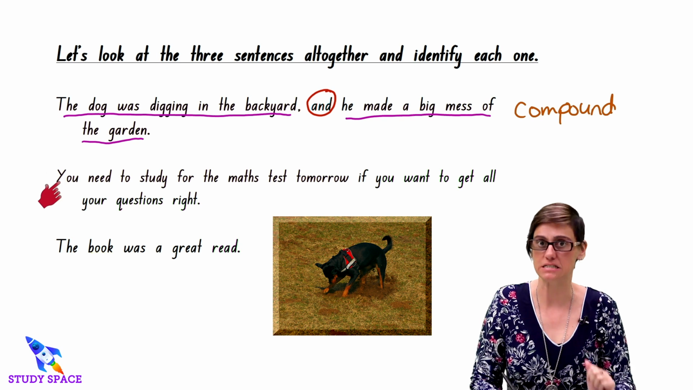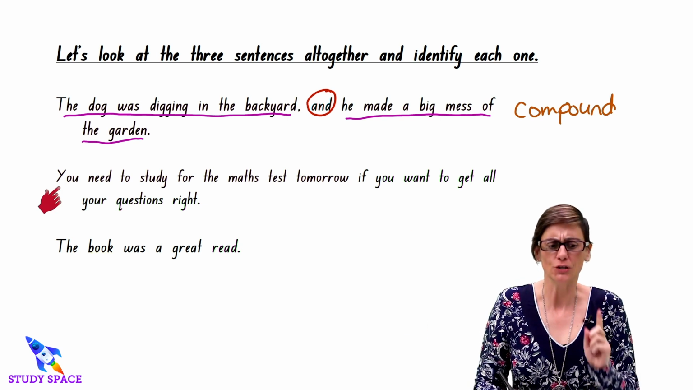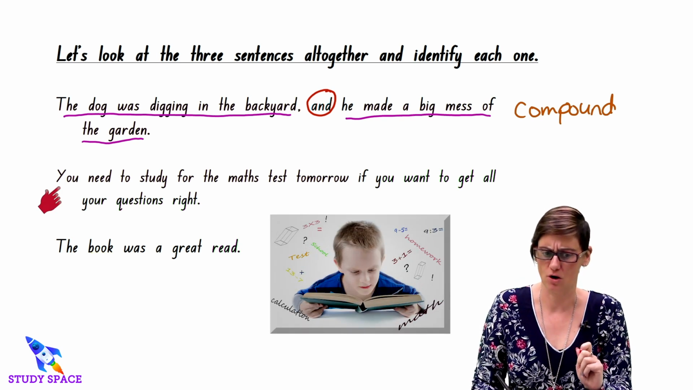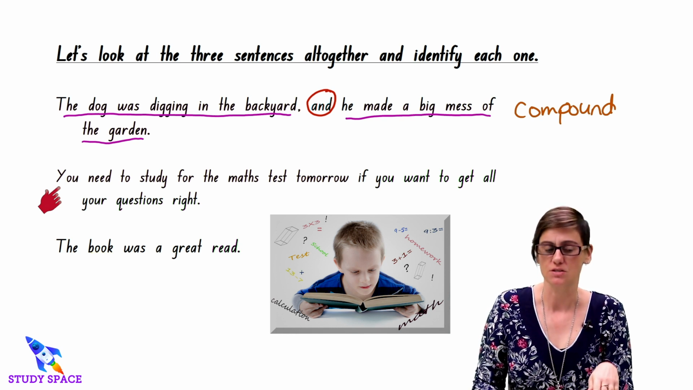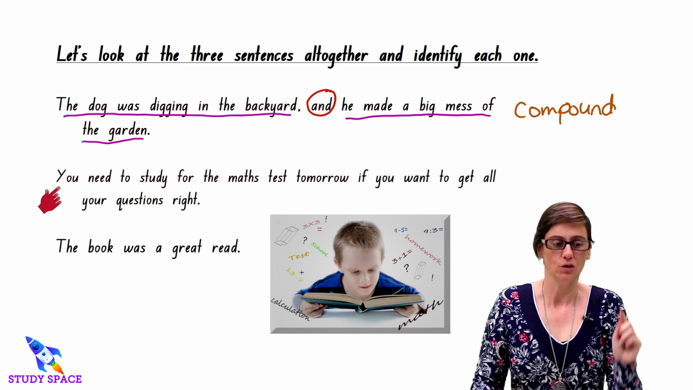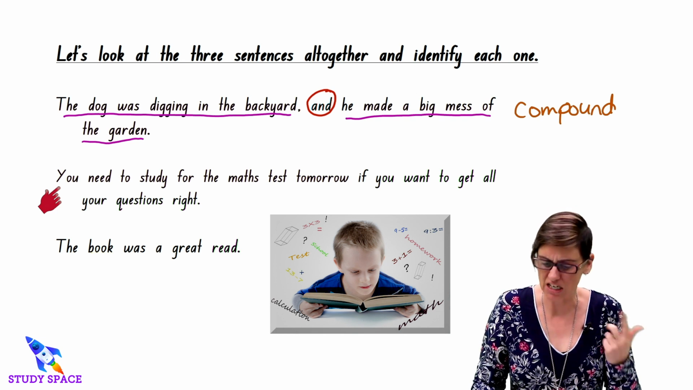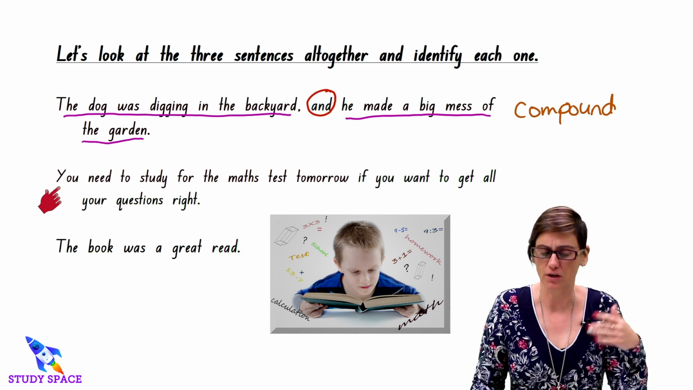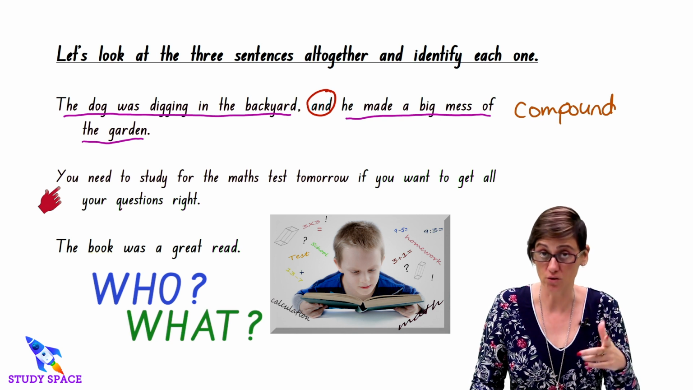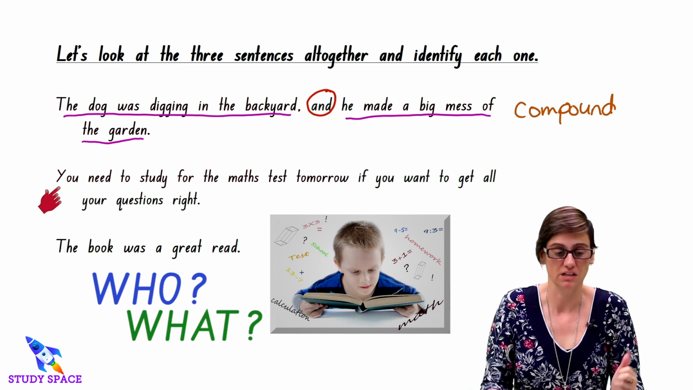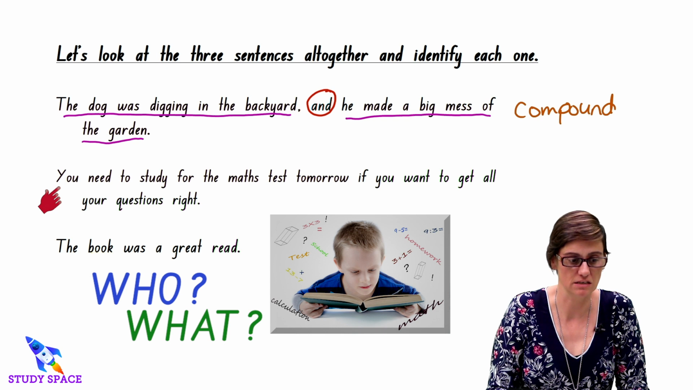All right, let's have a look at our next example. You need to study for the maths test tomorrow if you want to get all your questions right. So let's have a look for our independent clause or our complete thought. You need to study for the maths test tomorrow. Does that sound like a complete thought? Have I got a who and have I got a what? You study. Yep, that's a complete thought there.